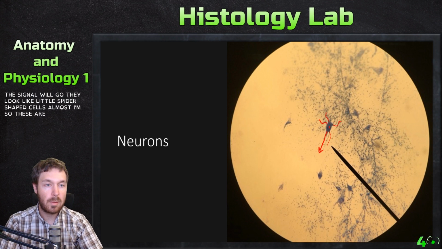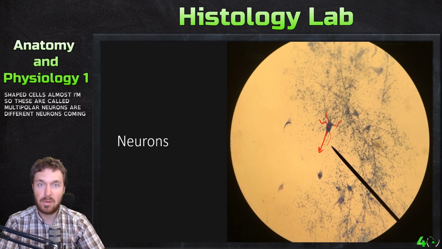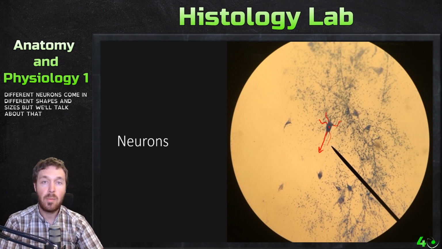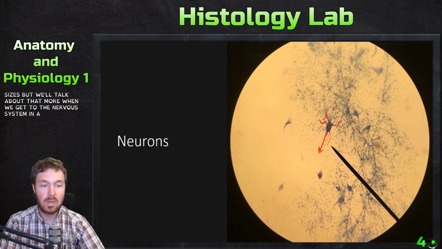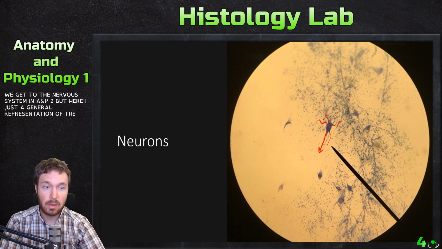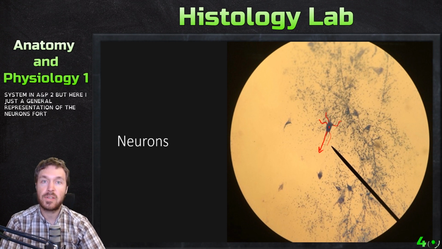So these are called multipolar neurons, or different neurons come in different shapes and sizes, but we'll talk about that more when we get to the nervous system in A and P2. But here, just a general representation of the neurons for nervous system tissue.